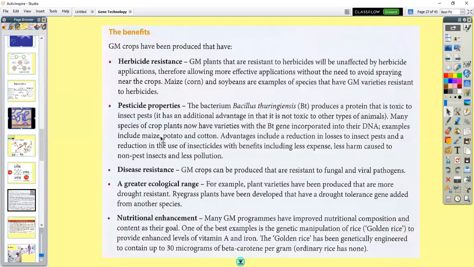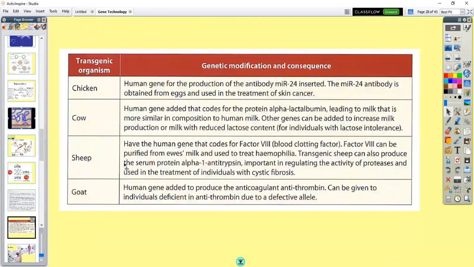Okay, and there are a number of examples in the textbook about this, but also the benefits of genetically modified crops. So they can be herbicide resistant, they can be pesticide or have pesticide properties as well. Certain disease resistant. There's your flavor saver, your golden rice as well as another example of enhanced nutritional benefits as well. Okay, so worth going over those.